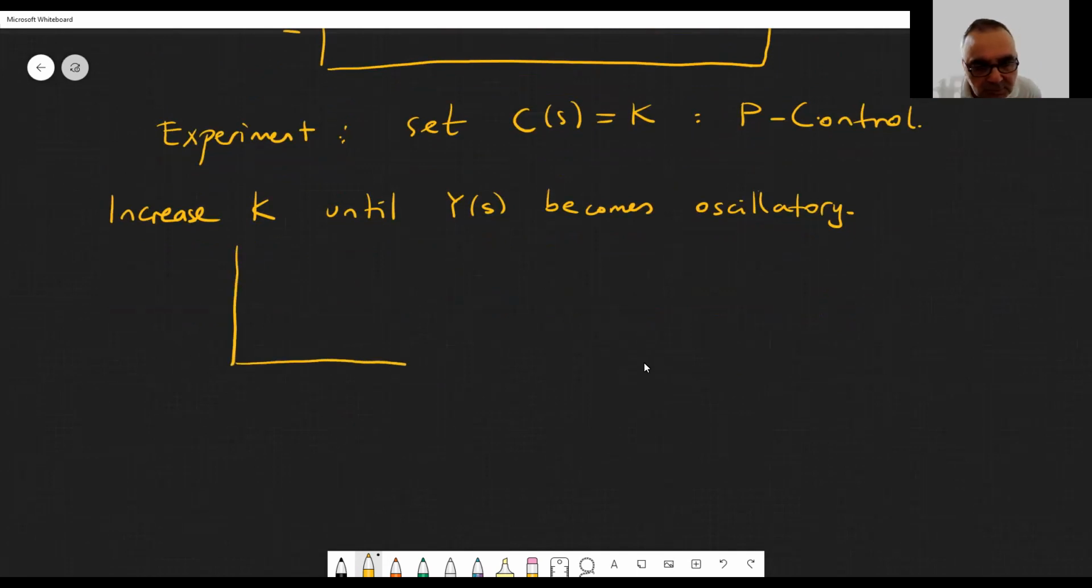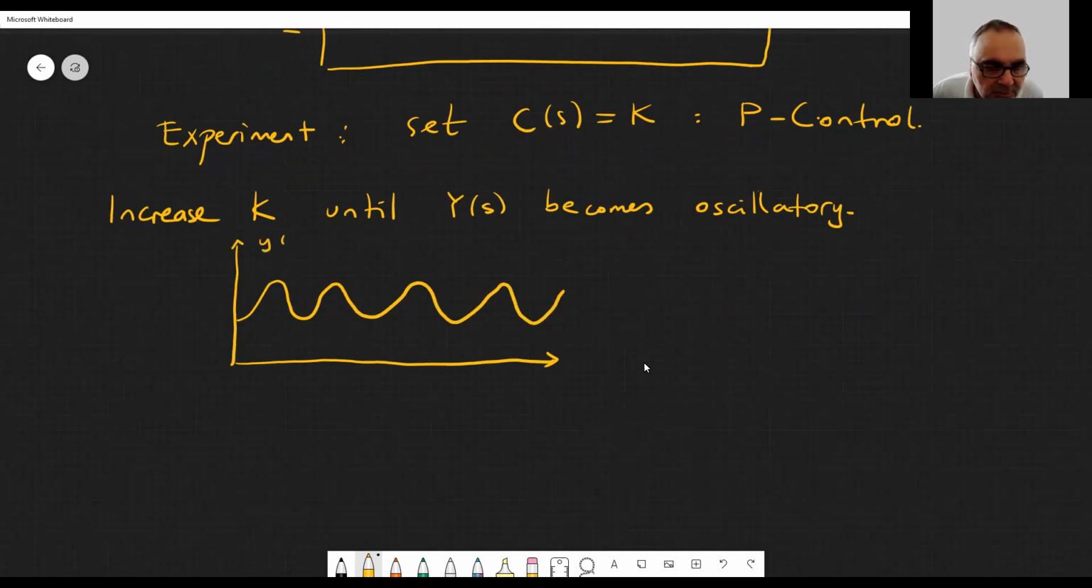So if you increase the gain, you will have a response like this. You have oscillations in the system. Okay, this is Y of t versus t. As you see, you have sustained oscillations. And if you increase the gain even more, these oscillations will become unstable. So this value of gain at which the system response becomes oscillatory is called the ultimate gain.